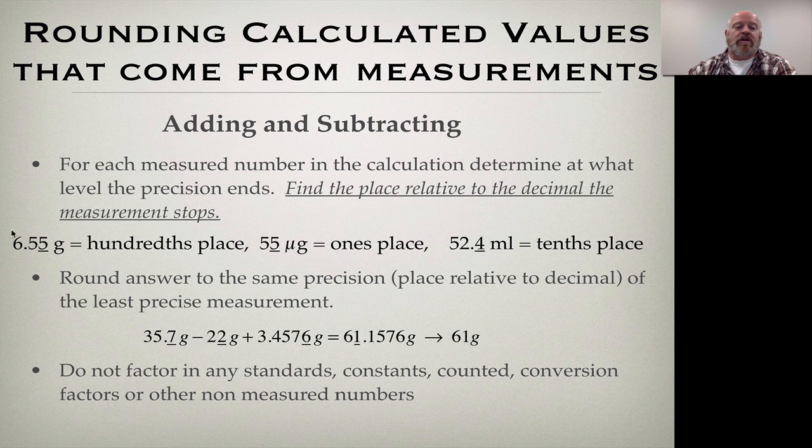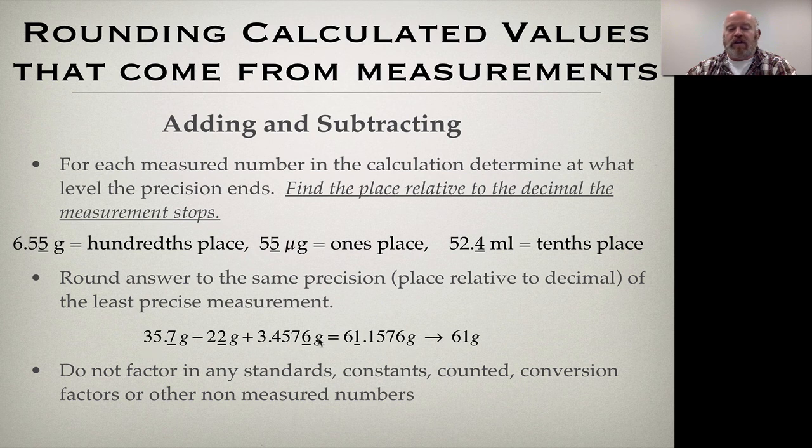In this measurement, the measurement ends in the hundredths column. In this measurement, it ends in the ones column. In this measurement, it ends in the tenths column. Where the measurement ends, that's where our precision ends. So for adding and subtracting, you round your answer to the same precision, the place relative to the decimal, of the least precise measurement. We have 3 things being added in our example: 35.7 grams minus 22 grams plus 3.4576 grams. That should be a plus sign in there, sorry.